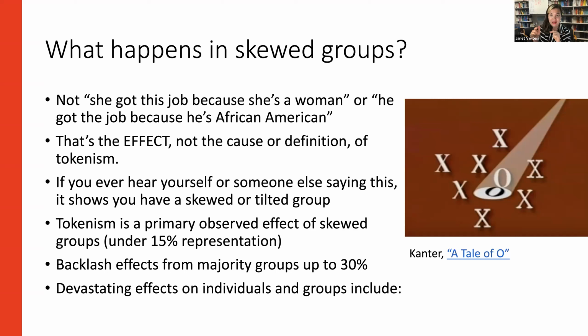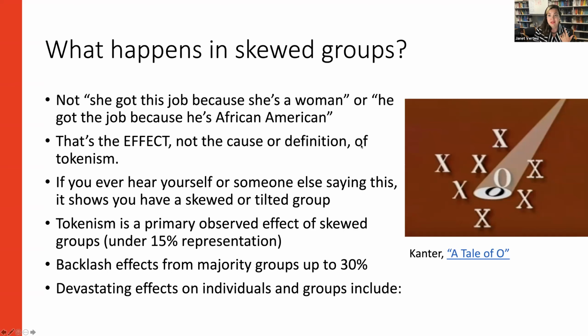But when you get to that kind of a position, if you're at under 15%, people will say that about you, believing it to be true. So if you ever hear somebody say that, you should be like, maybe we're in a skewed or a tilted group. What's the proportionality in this group, right? If you're at 50-50, you probably are not going to hear that. But if you're under 30%, and definitely if you're under 15%, you will hear that.